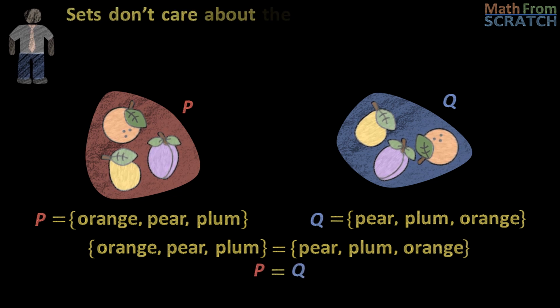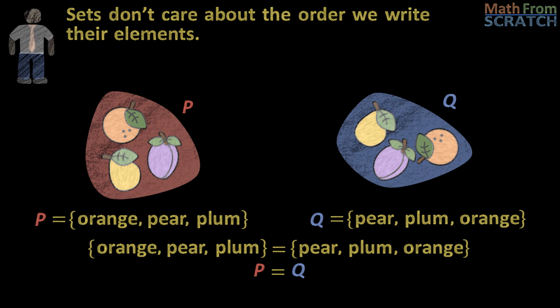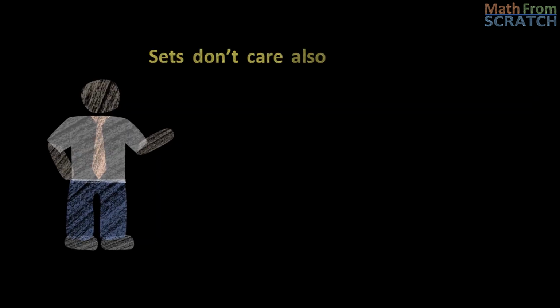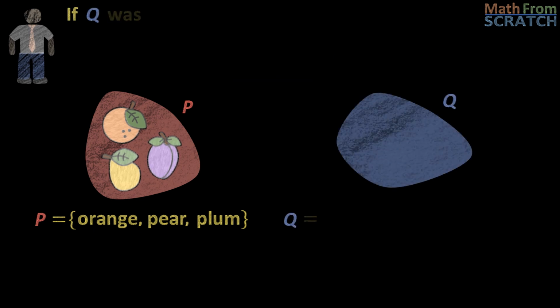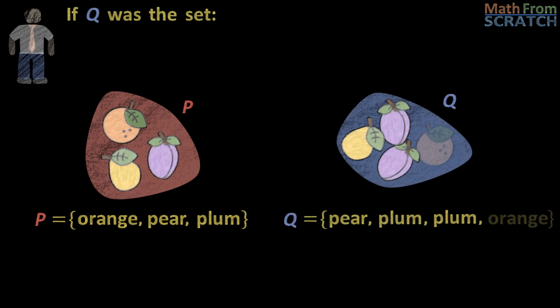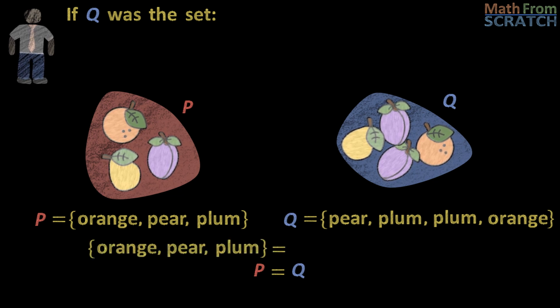Sets don't care about the order we write their elements. Sets also don't care about multiplicities of their elements. If Q was the set pear, plum, plum and orange, P was still equal to Q. The set orange, pear and plum is equal to the set pear, plum, plum and orange.